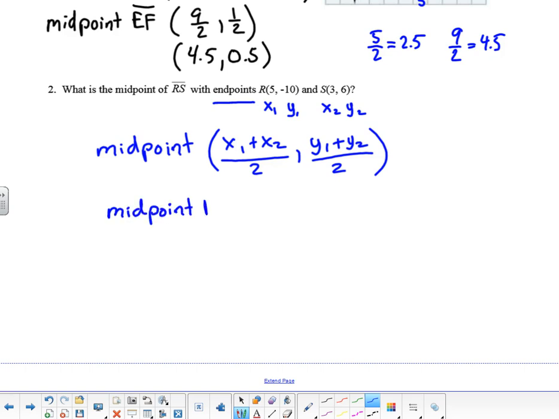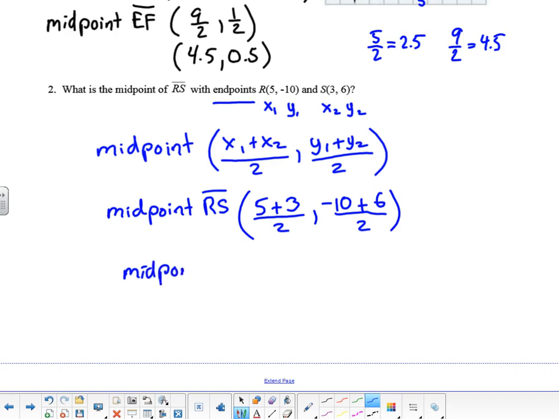So the midpoint of RS is going to be x1, which is 5, plus x2, which is 3, divided by 2, and y1, which is negative 10, plus y2, which is 6, divided by 2. Now, one of the biggest mistakes people make on this is just copying errors, like they bring the wrong number down. So giving attention to that is going to be helpful for you.